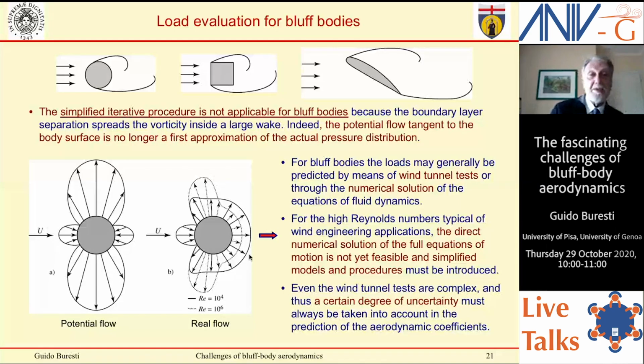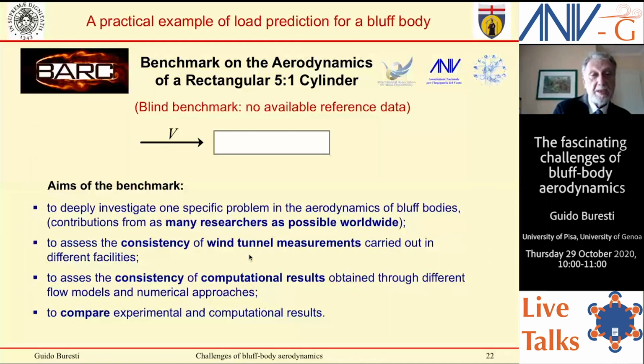And indeed, you can see this from a very nice benchmark that was organized by ANIV some years ago, the flow around the rectangular 5-to-1 cylinder. It was a blind benchmark, there were no available reference data, and many researchers participated. So the aims were to assess the consistency of wind tunnel and computational results and to compare experiments and computations. And you see, this is what you may expect.